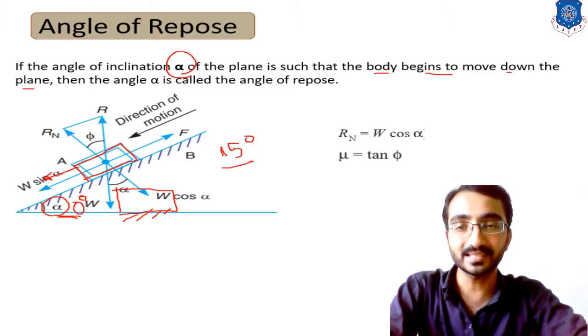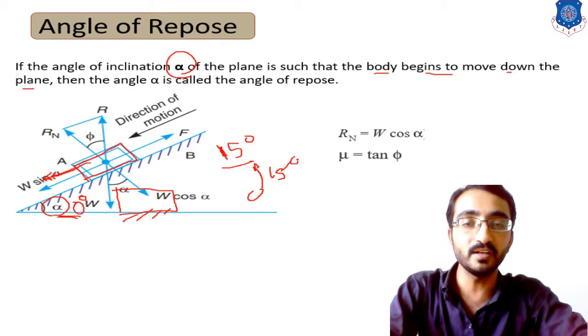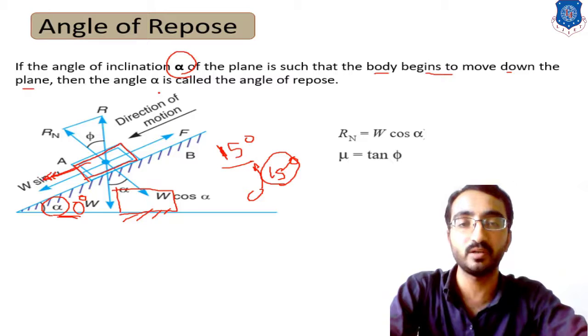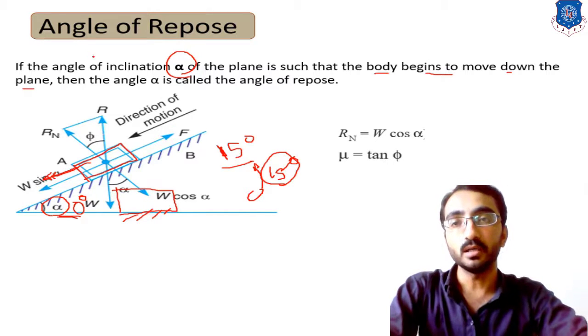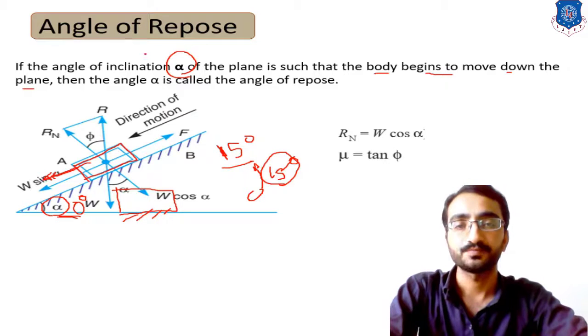Okay, so now let's consider a 15-degree angle; the body will try to slide in the downward direction. Between 0 and 15 degrees is the range of angles in which the body will not move, and in that case there will be the existence of static friction between them. Okay, so now this angle is known as the angle of repose.